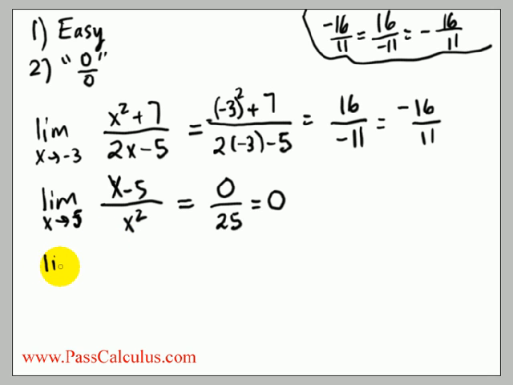Let me throw another one at you. The limit as x goes to minus 3 of x squared minus x plus 12 all over x plus 3. What do you think about that one? Well, let's decide what kind it is. Is it the easy kind, or is it the form 0 over 0?